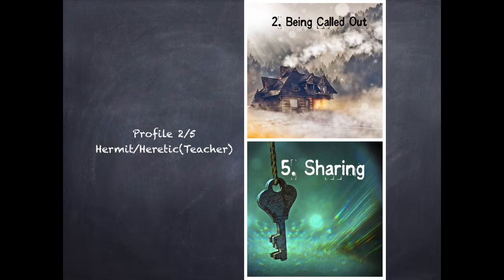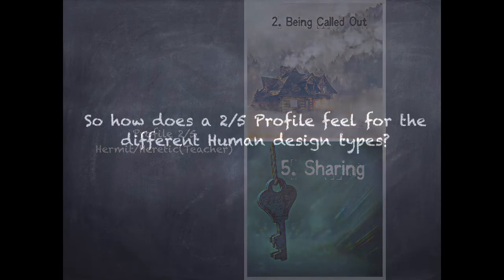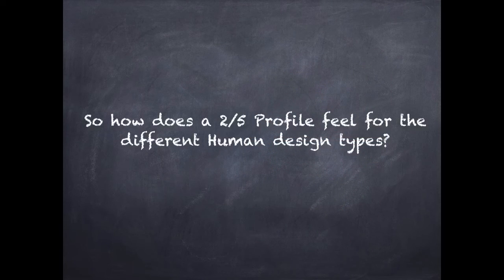What somebody who carries the 2.5 energy wants to share with everybody is usually something that's related to the other parts of their chart. Since all types can carry the 2.5 profile, how does it feel for each type who carries this profile?